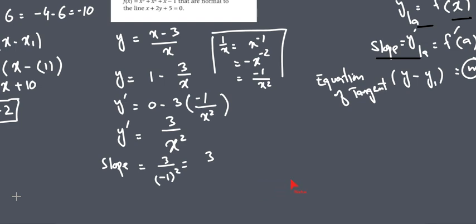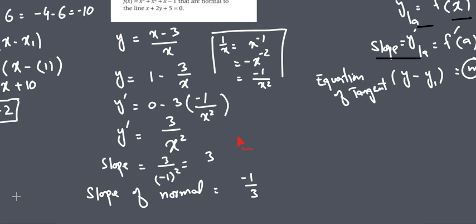So how to get the slope of the normal? Multiply by the opposite, inverse it. So it would be negative 1 over 3, right? Negative reciprocal actually, of the slope. Clear?